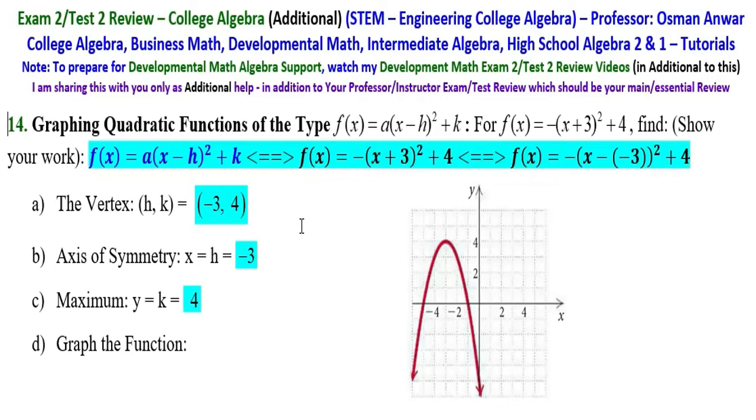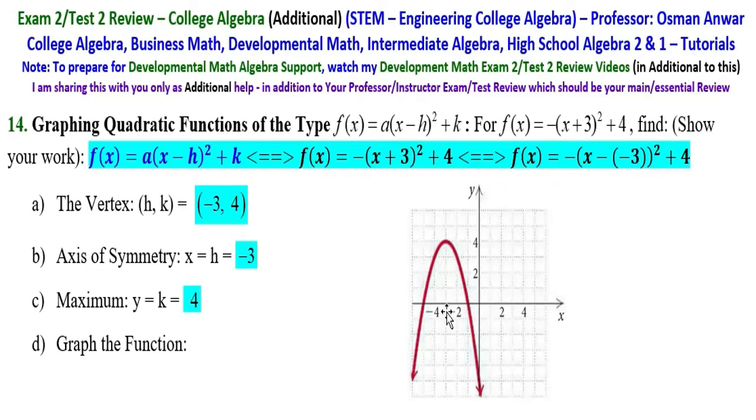So that's the vertex. Then the axis of symmetry is x equals h equals minus 3. Then this is concave down, so it has a maximum, y equals k equals 4. That is a maximum. Then to graph the equation, the vertex is x is minus 3, y is 4, so that's the vertex. With a negative coefficient, it opens down.